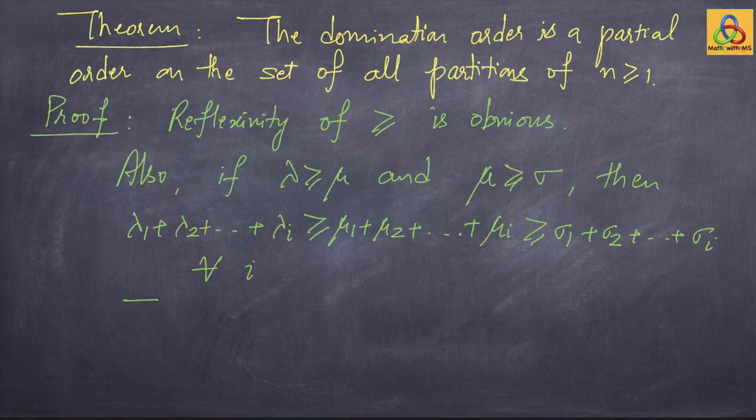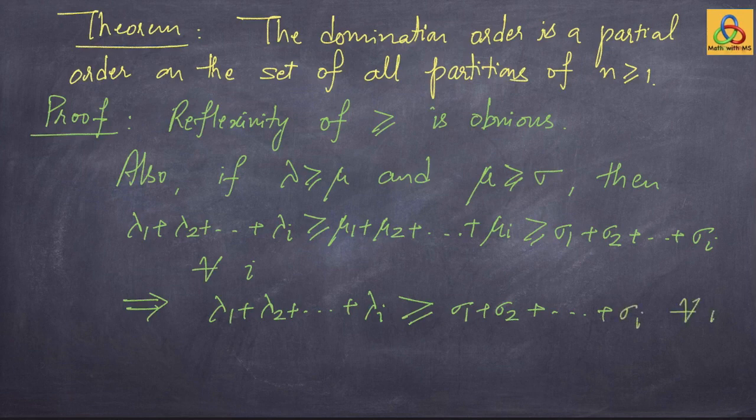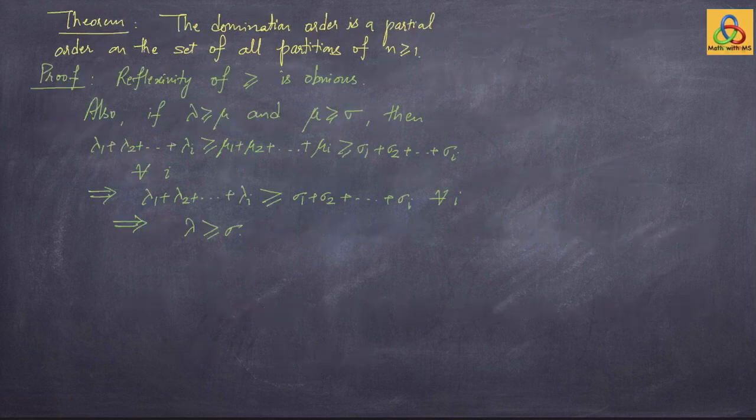So this implies that lambda 1 plus lambda 2 plus so on plus lambda i is bigger than or equal to sigma 1 plus sigma 2 plus so on plus sigma i for every i, and this implies that lambda is bigger than or equal to sigma. Therefore, the order is of course transitive. It remains to show that the order is antisymmetric. We are going to show antisymmetry by induction on n.